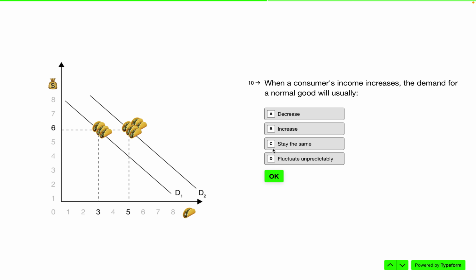Okay? When a consumer's income increases, the demand for a normal good will increase, right? Some of this stuff is just common sense. It's just gussied up, but it's common sense. Your income goes up, people buy more tacos. It's a normal good.